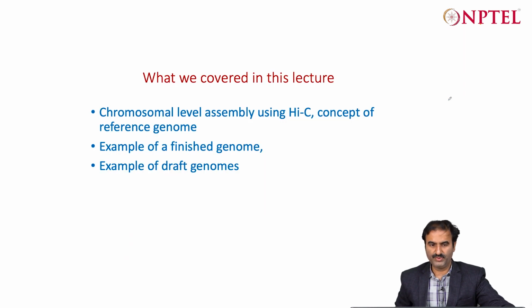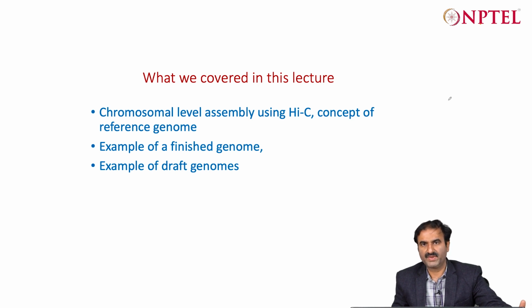So with this, what we covered in this lecture is the concept of assembly, what a chromosomal-level assembly is, how we can achieve this using Hi-C, what a reference genome is, and what new you get in a reference genome which was absent in a draft genome. Taking the example of a finished genome like the human genome, and how the draft genome that you get without going for telomere to telomere assembly can be helpful for functional and evolution analysis, and also act as a starting point for further research. Okay, so this is good for today. Thank you.